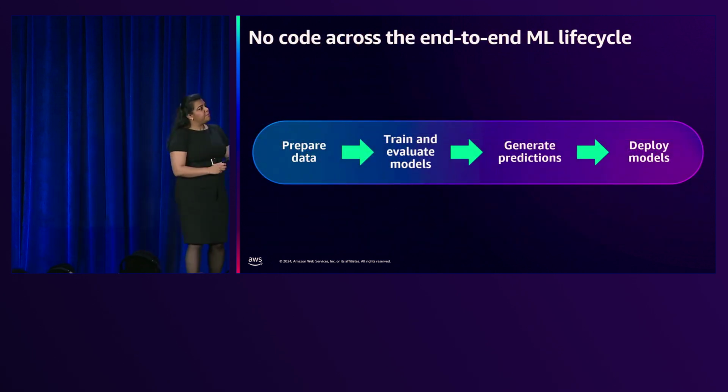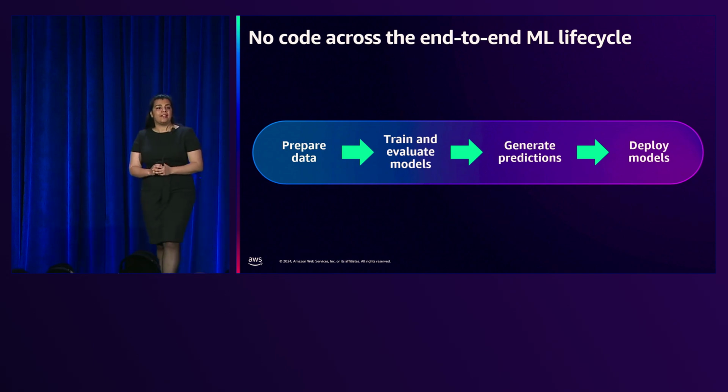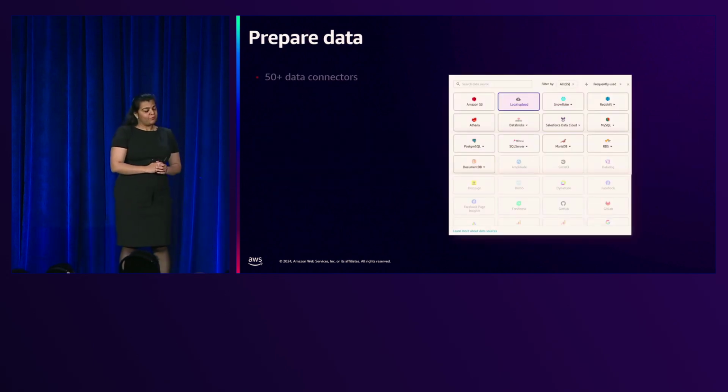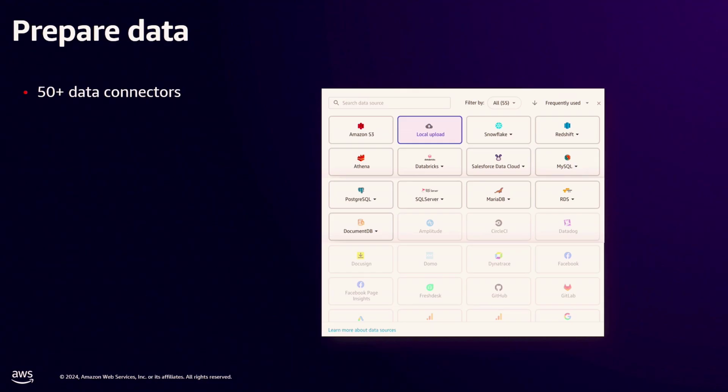Now let's see how SageMaker Canvas enables faster iteration across the end-to-end ML lifecycle. All machine learning typically starts with data, and SageMaker Canvas allows you to connect to 50+ data sources across AWS data sources such as Amazon S3, Redshift, Athena, as well as third-party data sources such as Snowflake, Salesforce, and Databricks.